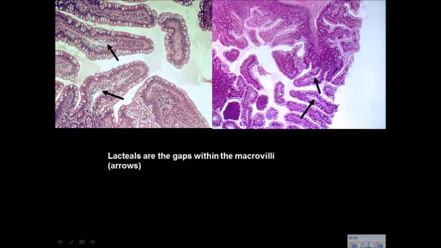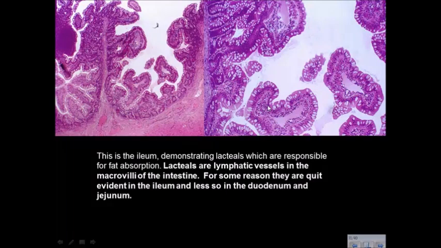Now this area right here is this right here. It's just, this is upside down. This is the duodenum. You have more lacteal in the lamina propria, goblet cells, simple columnar epithelia, the lumen.